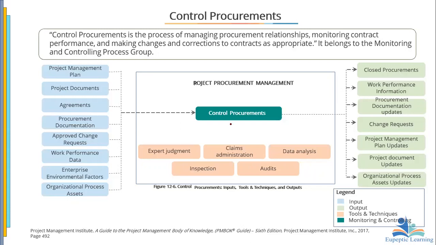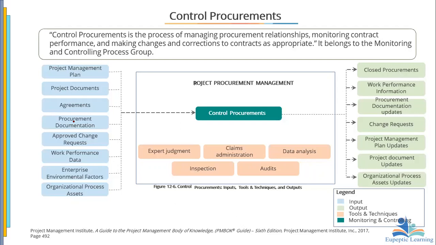Now, what goes into control procurement? Project management plan, the project documents, the agreement or the contract, procurement documentation, the change requests that were raised and now have been approved, and the work performance data. Like we said, work performance data includes how much has been spent at a particular point and all that, what has been done and what has not been done.